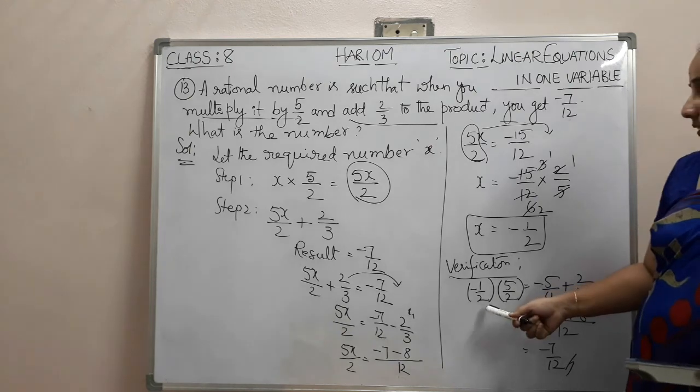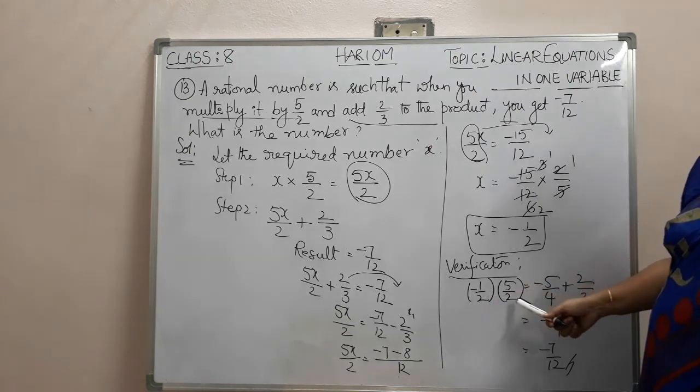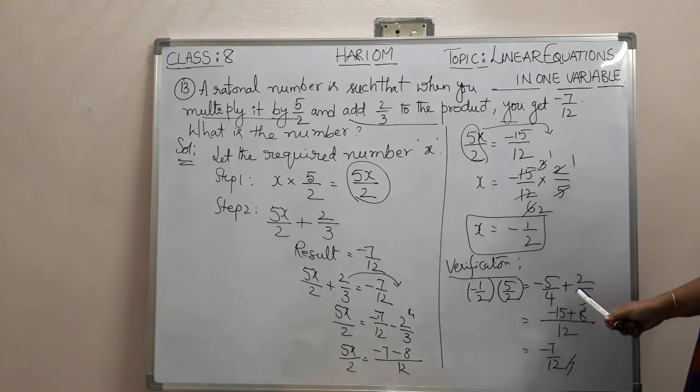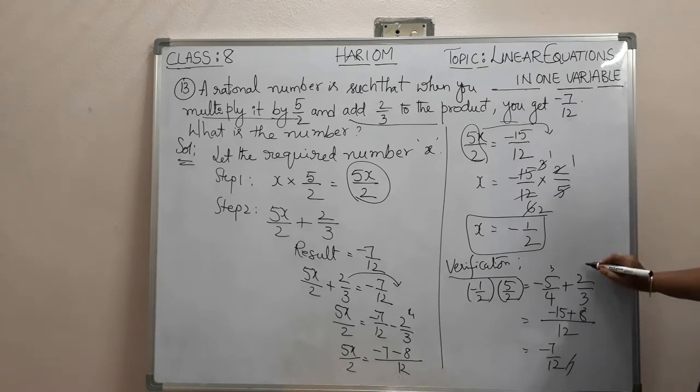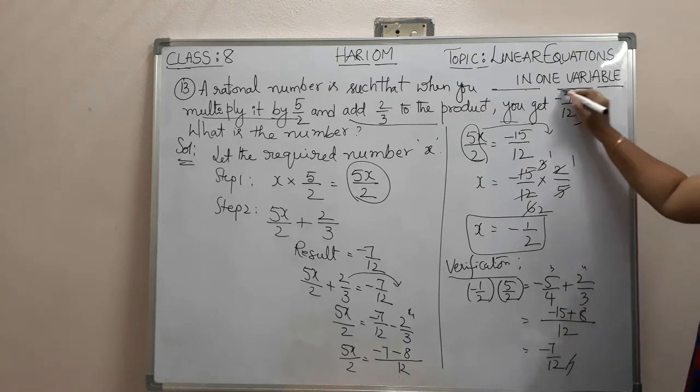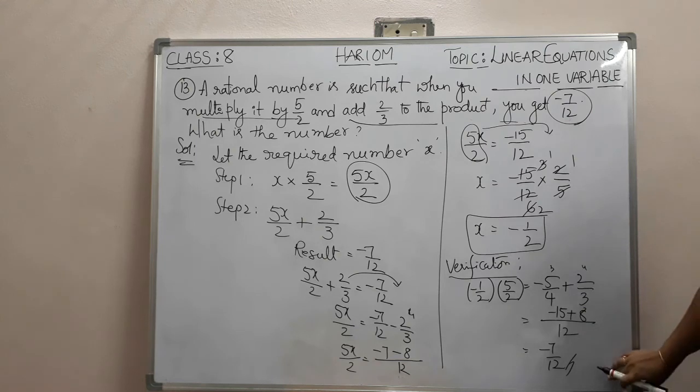When I checked, that is minus 1 by 2 into 5 by 2 is minus 5 by 4. And added to 2 by 3. Then 4 and 3 LCM is 12. 4 3s, 3 5s are 15. 3 4s, 4 2s are 8. Minus 15 plus 8, it is minus 7 by 12. Same minus 7 by 12 we got.